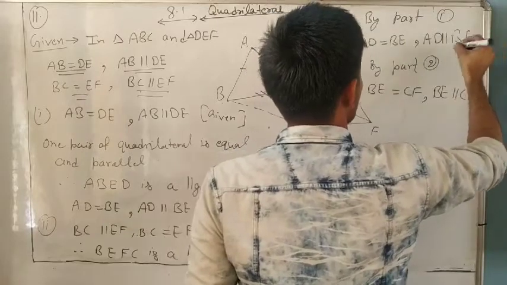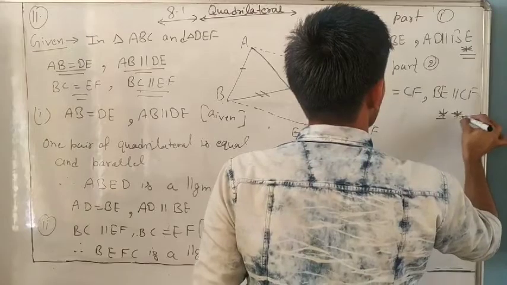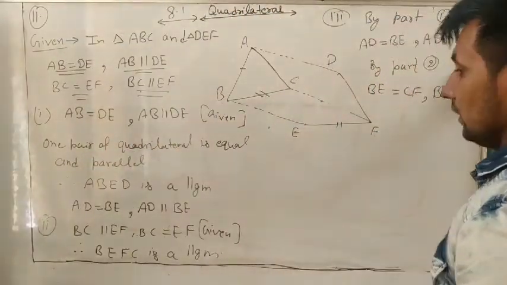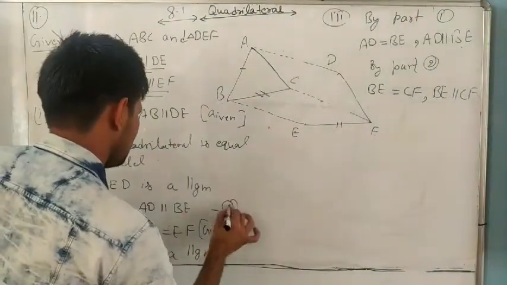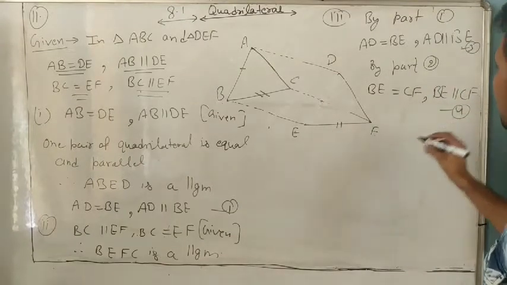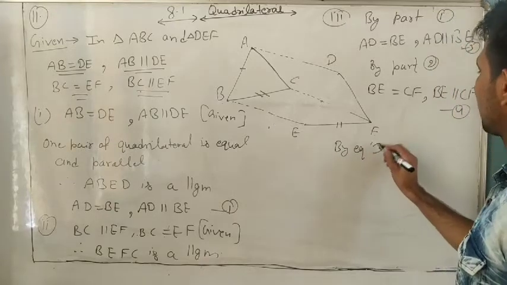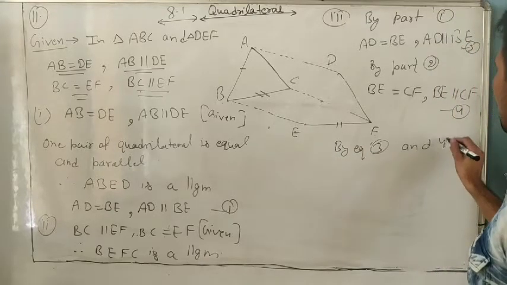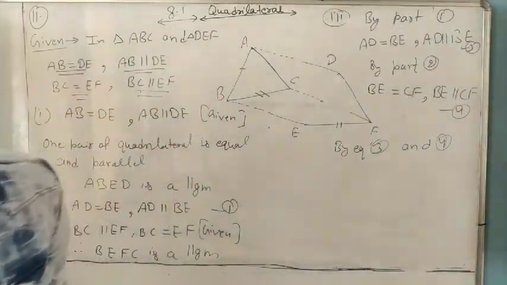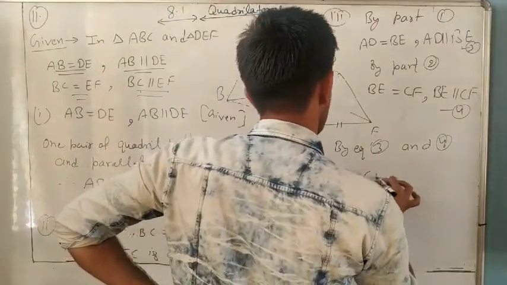This is equation star and this one is double star. You can give any name. Otherwise you can write equation 1, equation 2, equation 3, equation 4. So write by equations 3 and 4. What do we want to show in the third part? AD equals CF. So therefore we can write by equations 3 and 4, AD equals CF.